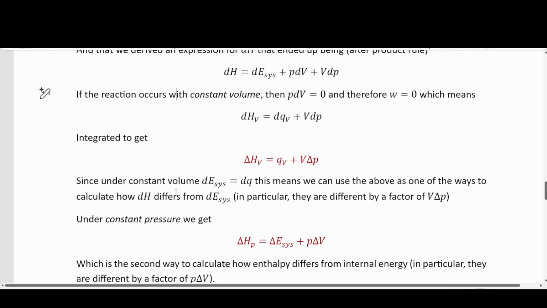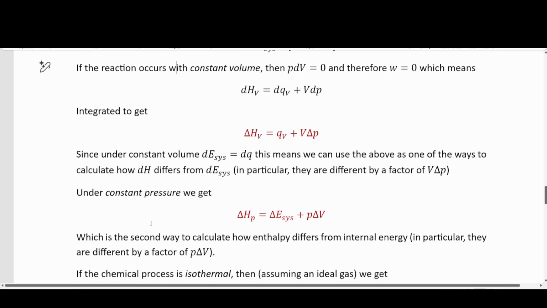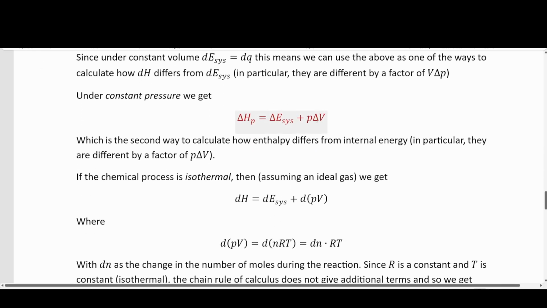Since under constant volume, the infinitesimal change in internal energy is just equal to the infinitesimal heat, this means we can use this right here as one of the ways to calculate how the dH differs from the change in internal energy. Under constant pressure, we get this right here, where now it's PdV instead of VdP, which is the second way to calculate how enthalpy differs from internal energy.